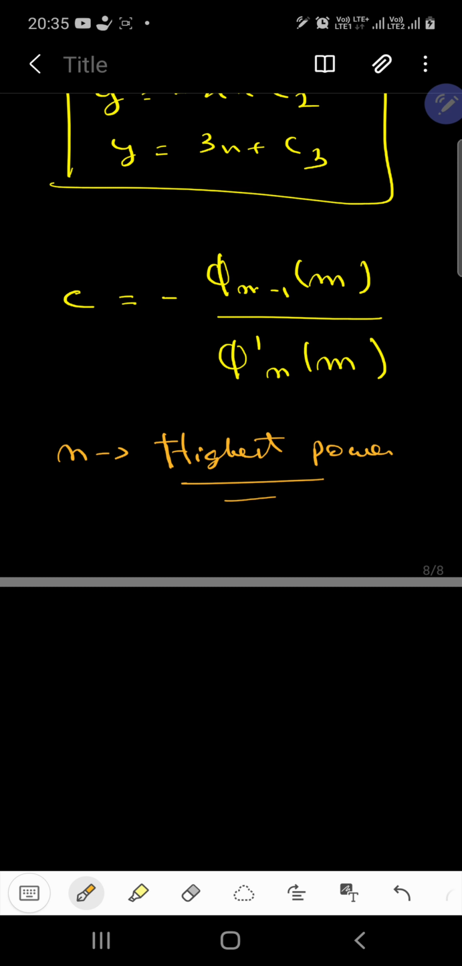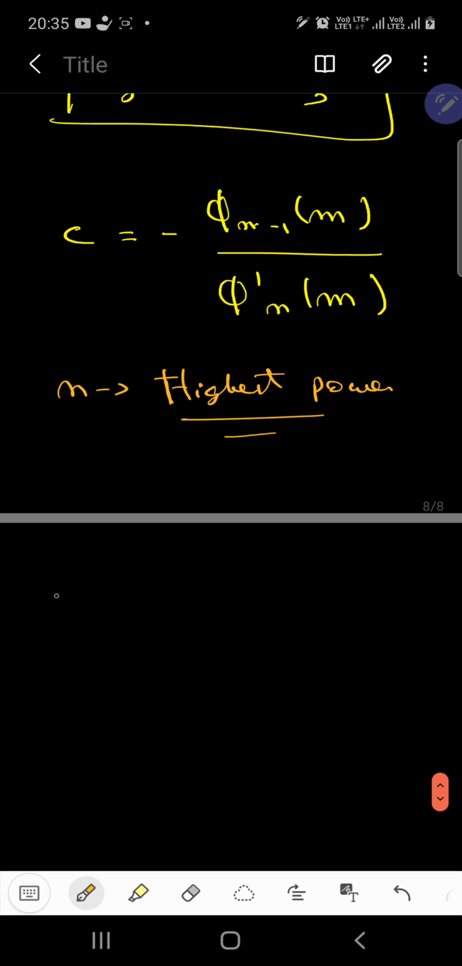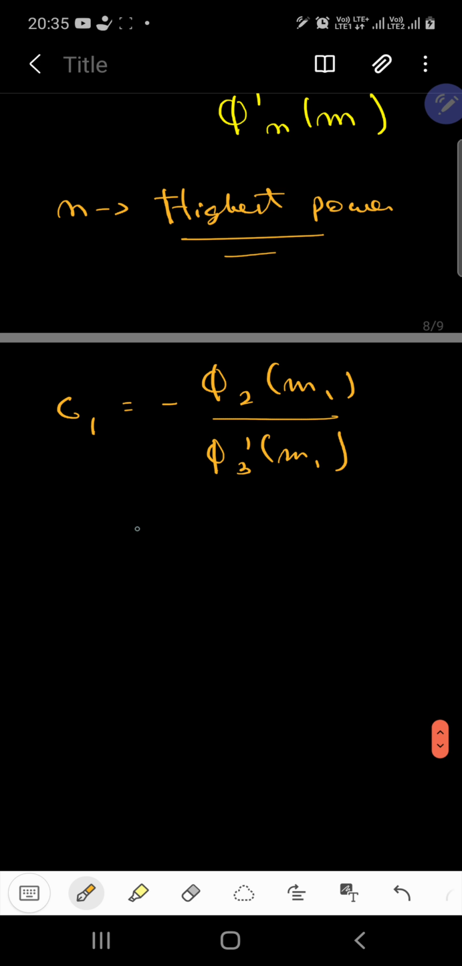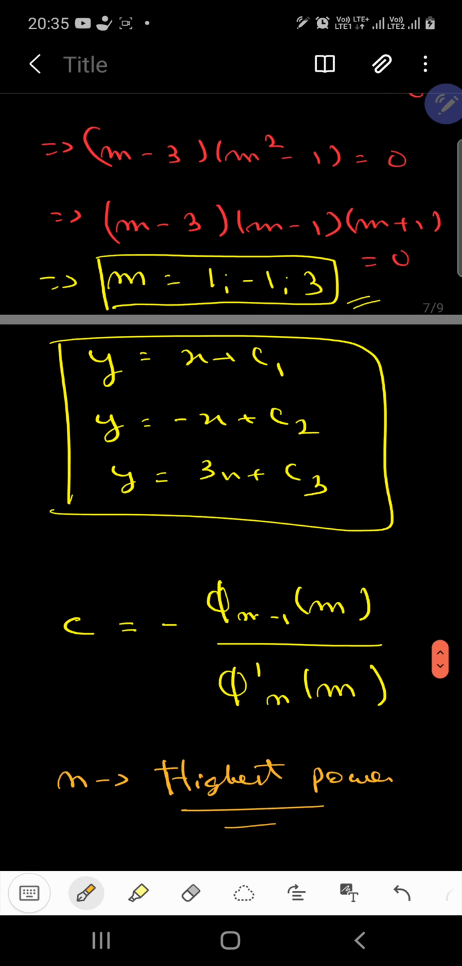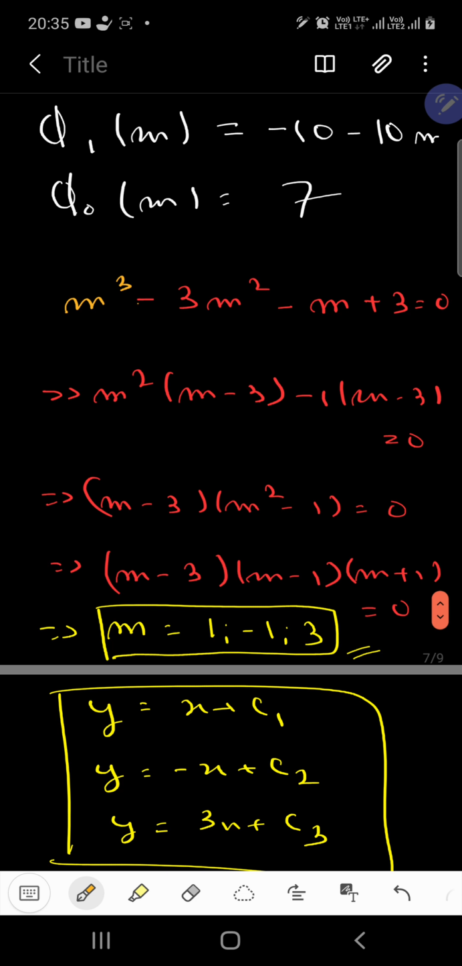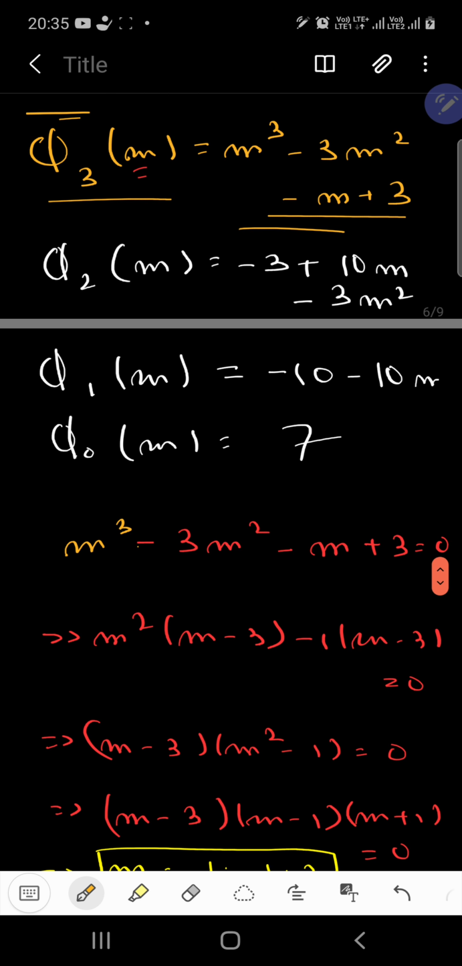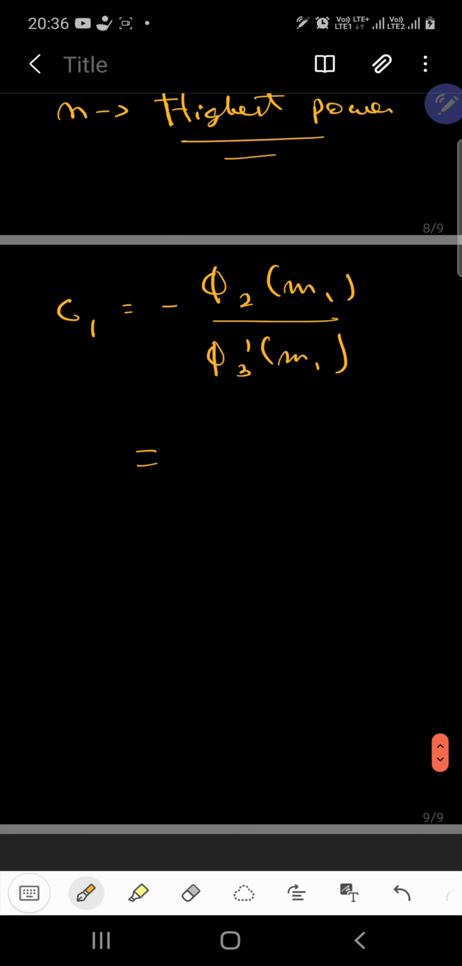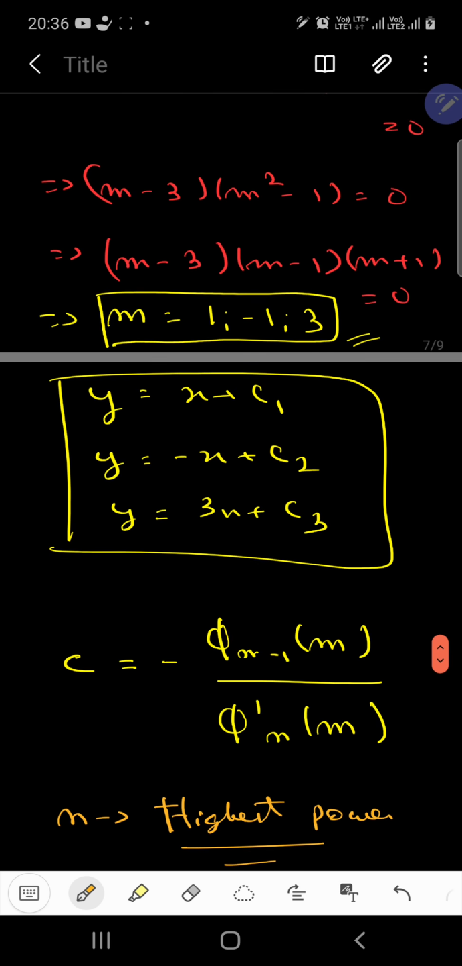Okay, so now how can we get the values of c? Let's see. c1 basically equals minus phi 2 m1 over phi 3 dash m1. What was your phi 2? Your phi 2 was this value, right? And you have got m1 as 1. So putting m as 1 here, we get minus 3 plus 10 minus 3, over phi 3 dash m1.